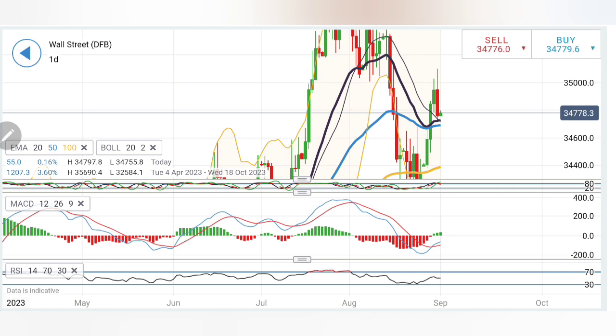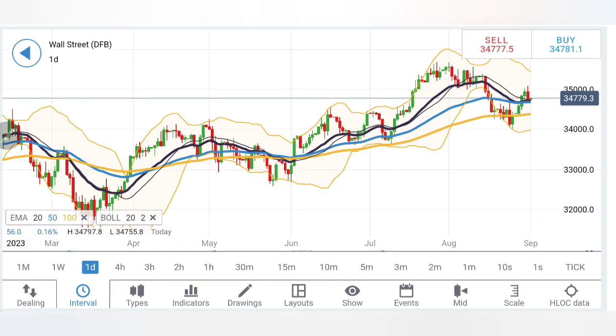At the same time, on the downside, I will recommend you to sell here at 34,700 or 740 levels, but then 34,670 and 34,600 are two stronger supports for US30. 34,600 to 34,500 is a completely good support zone, only below which the bears will try to take over. So take your positions accordingly. Trade with the stop loss, trade with the trailing stop loss.